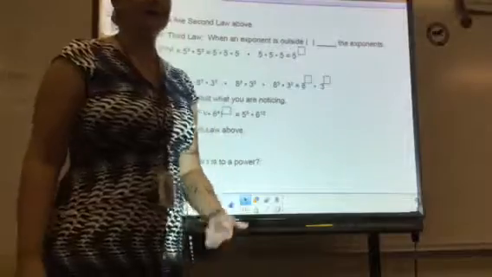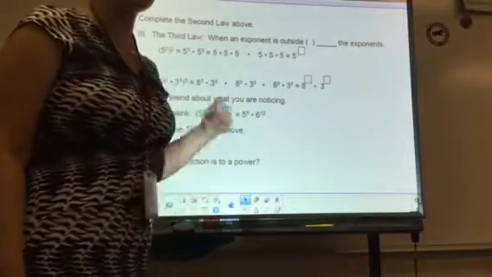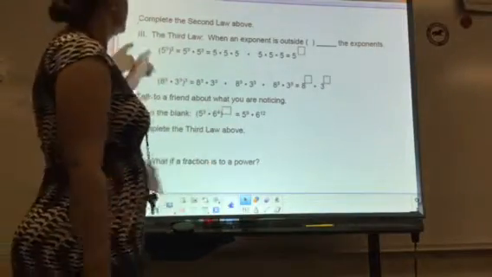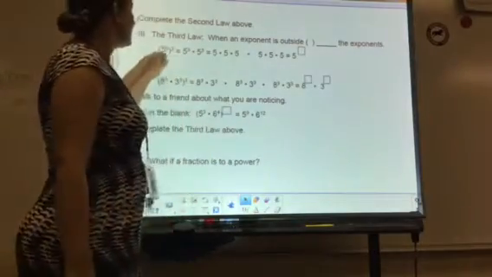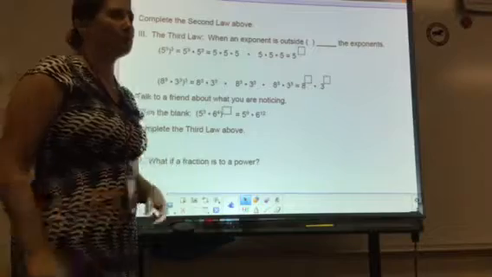Okay, in class we learned about 2 of the exponent rules. Today we're going to learn about the last 2, or the last 2 patterns with exponents that are always true. They call them like laws or rules.